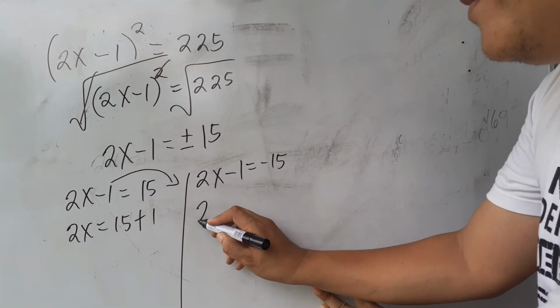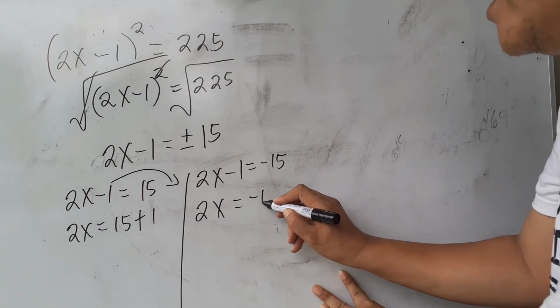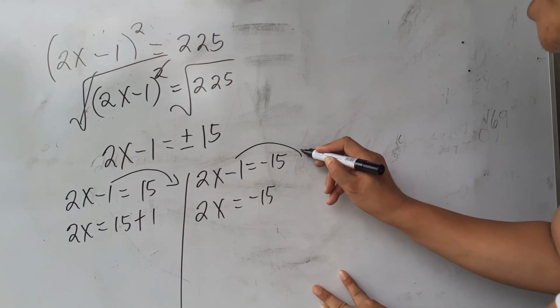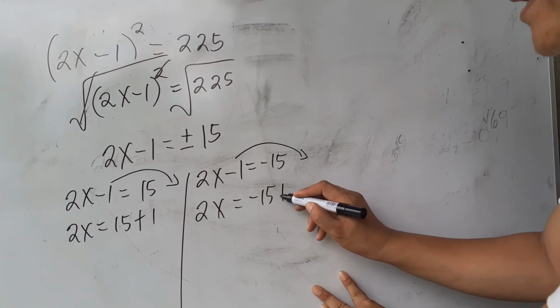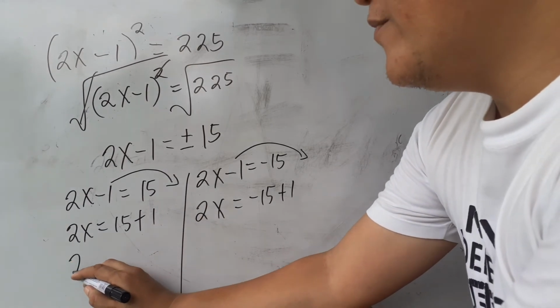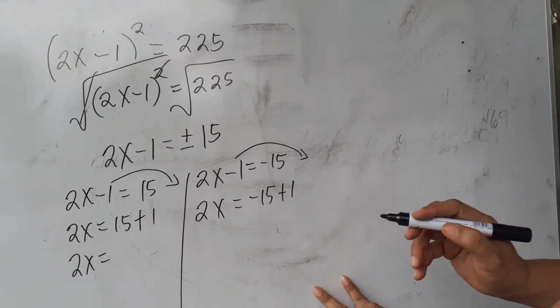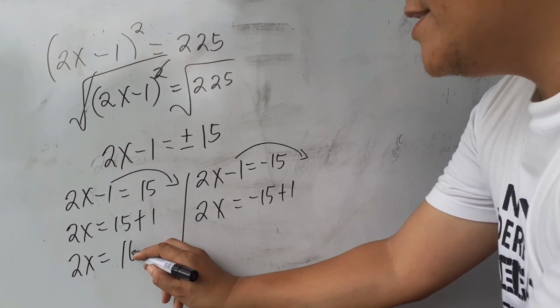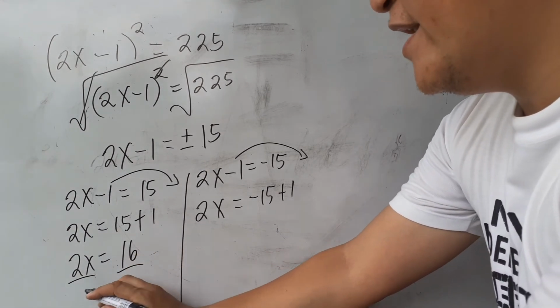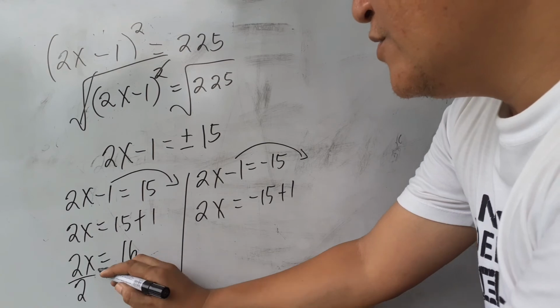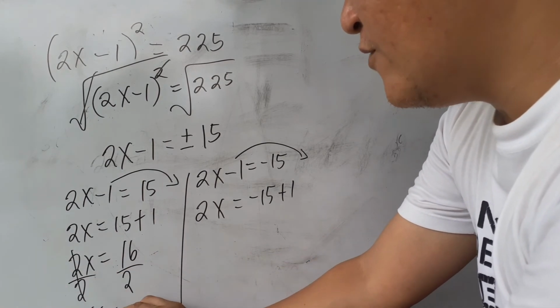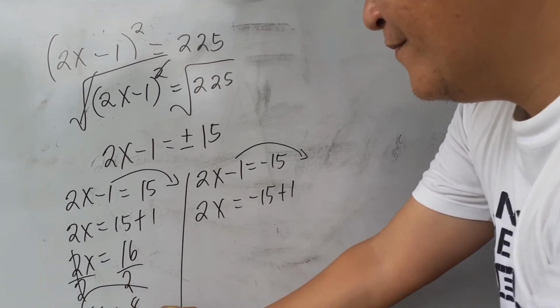The other one naman, 2x is equal to negative 15. Ta-transpose natin siya. So, magiging positive 1. So, we have 2x is equal to 15 plus 1 is 16. So, para makuha natin yung value ni x, i-divide natin siya by 2. Cancel. So, x is equal to 8.